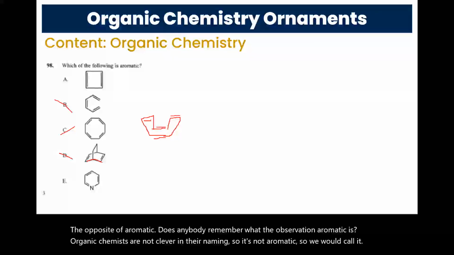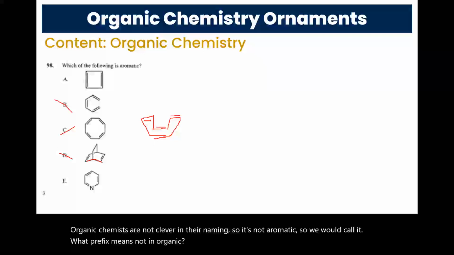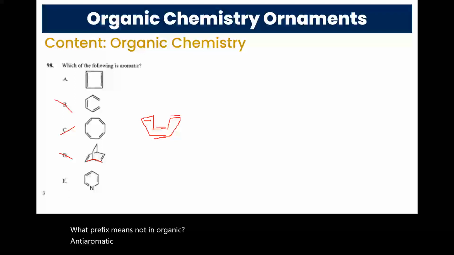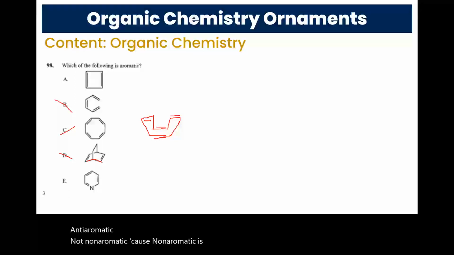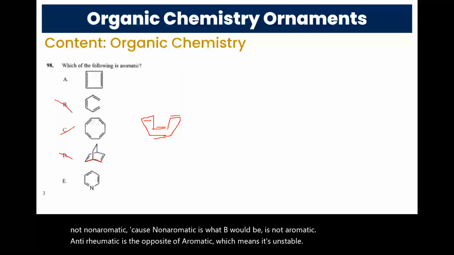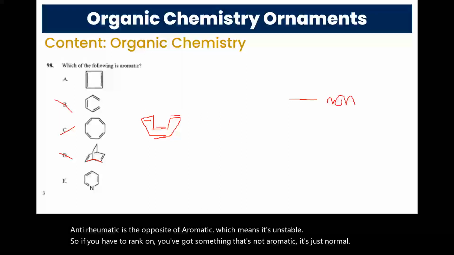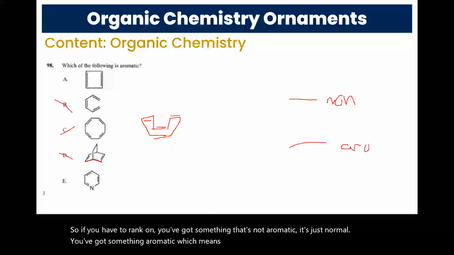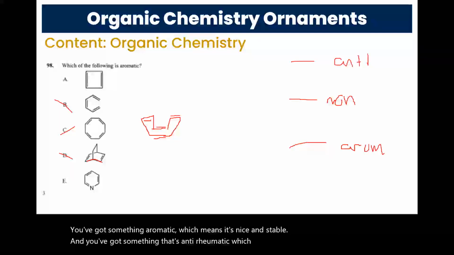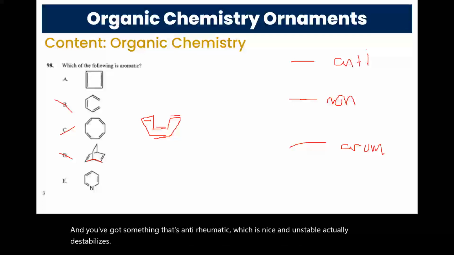Organic chemists are not clever in their naming. It's not aromatic, so we would call it, what prefix means not in organic? Anti-aromatic. Not non-aromatic, because non-aromatic is what B would be. B is not aromatic. Anti-aromatic is the opposite of aromatic, which means it's unstable. So you've got something that's not aromatic, it's just normal. You've got something aromatic, which is nice and stable, and something anti-aromatic, which is nice and unstable. It actually destabilizes the structure to be anti-aromatic.